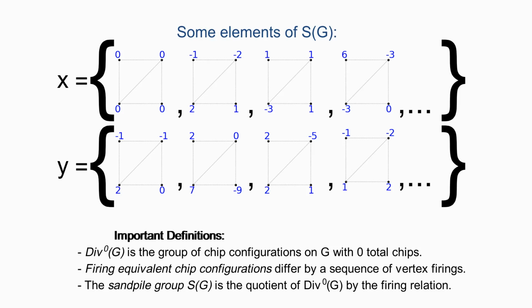If we want to add 2 elements of S of G, we can choose any representative from each of the 2 classes and add them pointwise. In this example, X plus Y equals Y, while Y plus Y gives a new element. It's worth pausing to think about why this addition is well defined, and why this means that the Sandpile group is in fact a group.